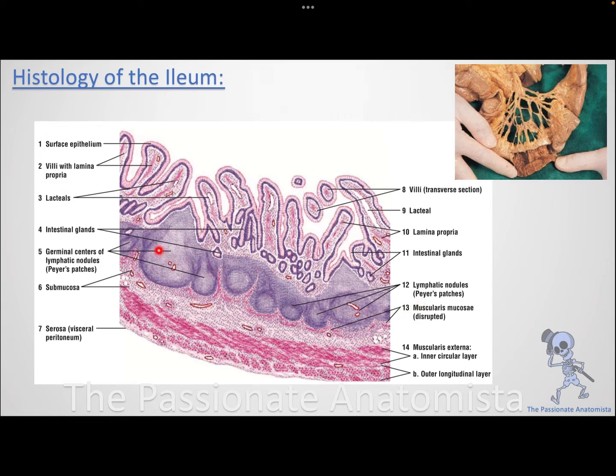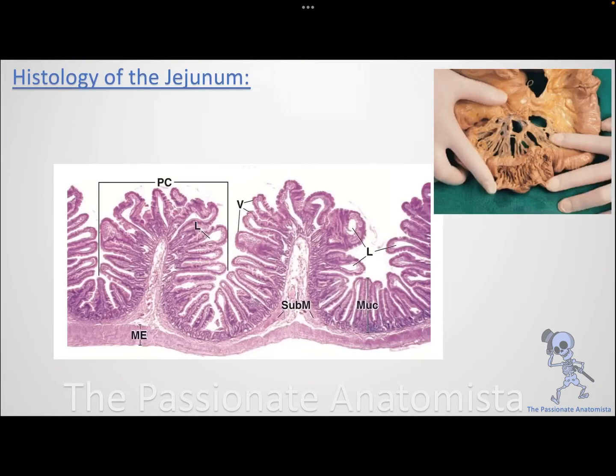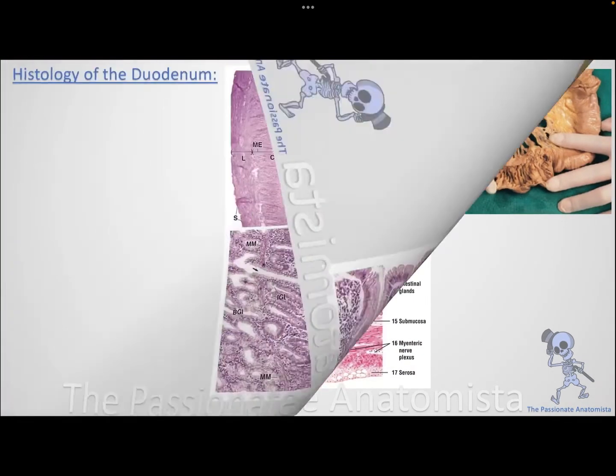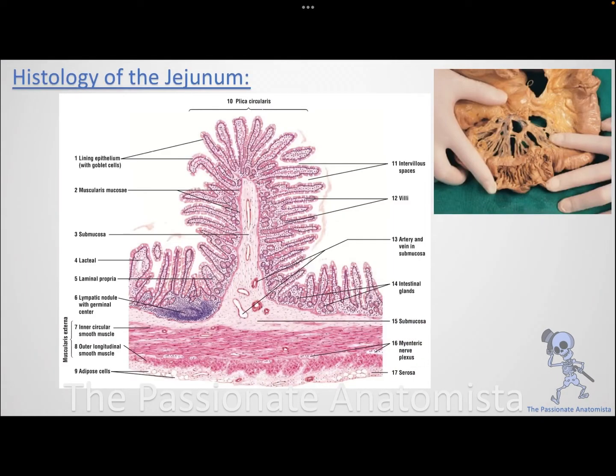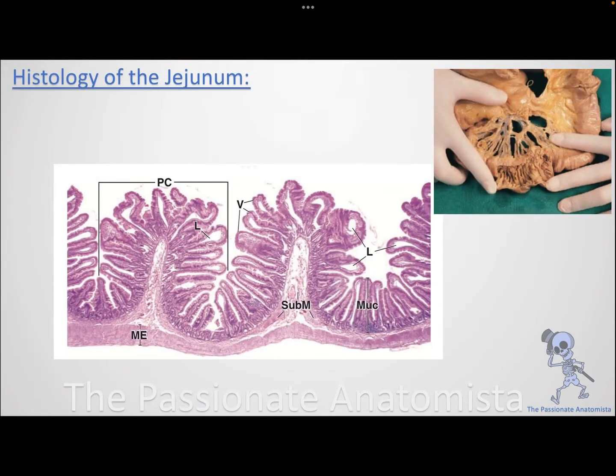So if you guys look at a histological section and you can see the villi, you know that you're in the small intestine. And then the next step is you have to look at the submucosa. Following everything in the mucosal folds here is your submucosa. If you see lymphatic nodules, this is ileum. If you find submucosal glands, this is duodenum. If you don't find anything, this is jejunum. All right? So I hope you guys know how to differentiate between them.